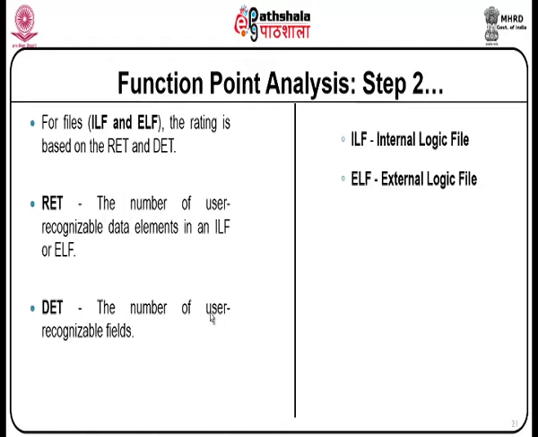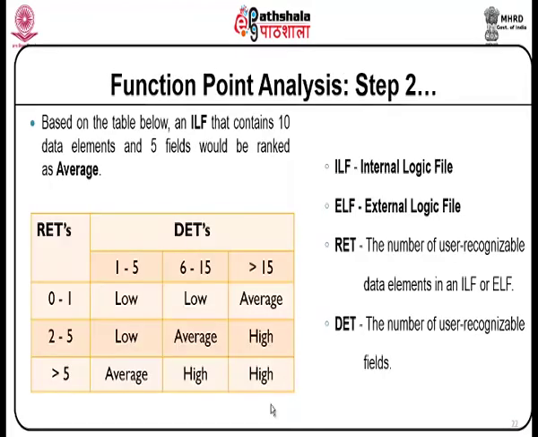For files, internal logic files and external logic files, the rating is based on the number of user recognizable data elements in an internal logic file or external logic file and the number of user recognizable fields. Based on the table below, an internal logic file containing 10 data elements and 5 fields would be ranked as average. If the number of user recognizable data elements in an internal logic file or external logic file is 0 or 1 and the number of user recognizable fields is from 1 to 5, the rank is low.